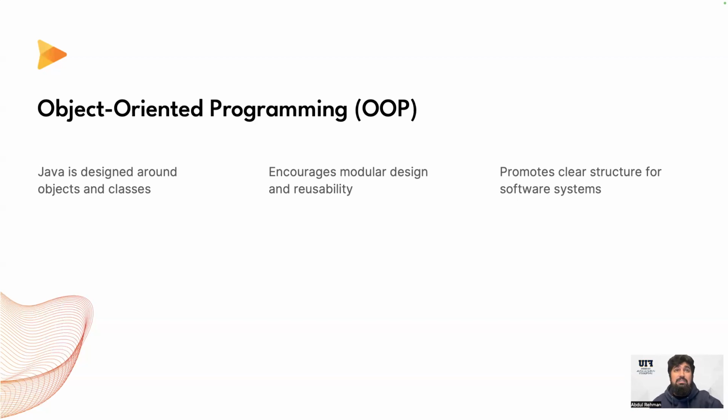I will be discussing how object-oriented programming looks in our next presentation. But just to give a quick idea, object-oriented programming is very useful for us to create modularity in the code plus reusability of the code. So it promotes a clear structure for software systems.